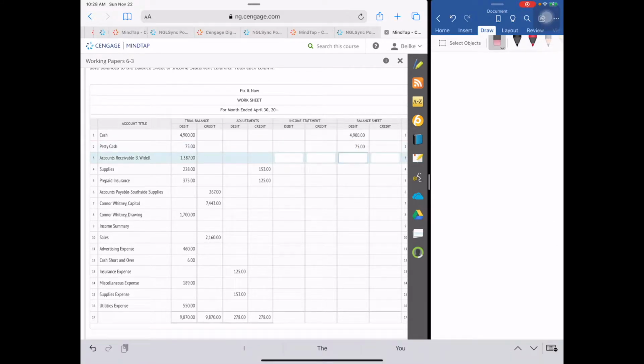Our next one, accounts receivable, is also an asset. And you can see if you follow the line across, it has just one number. So we will transfer that as a debit balance to our balance sheet, $1,387.